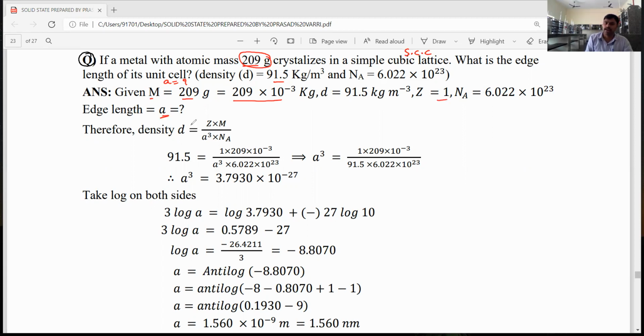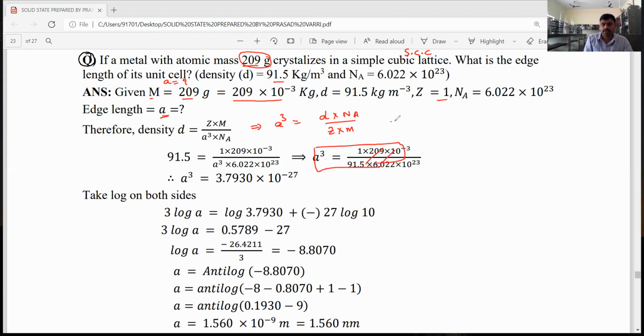We know the density formula: d is equal to Z M by a cube into Na. Here the a cube value we need to find out. So a cube is equal to Z M by d into Na. Just substitute the density, 91.5. A cube is equal to 209 into 10 to the power of... sorry dear students, I did it wrong here.